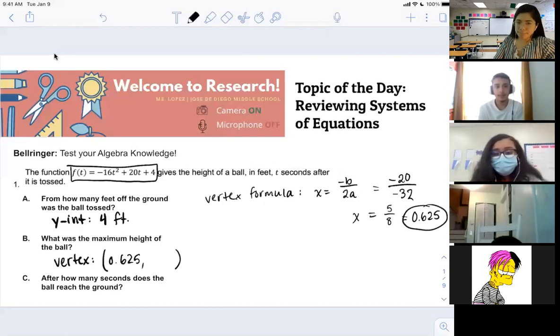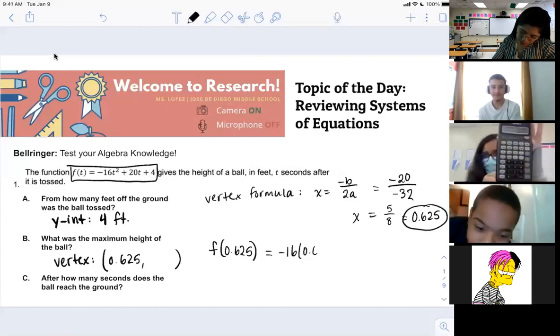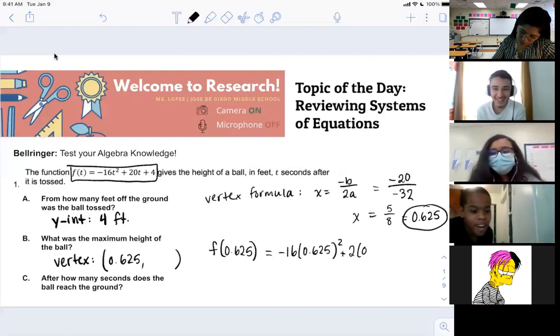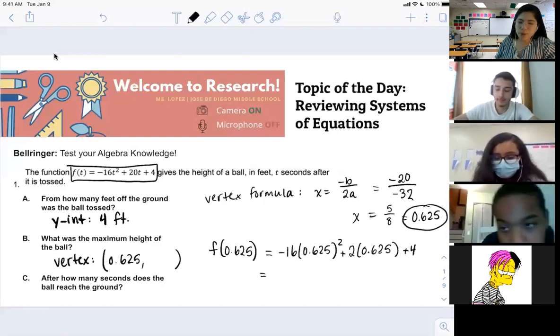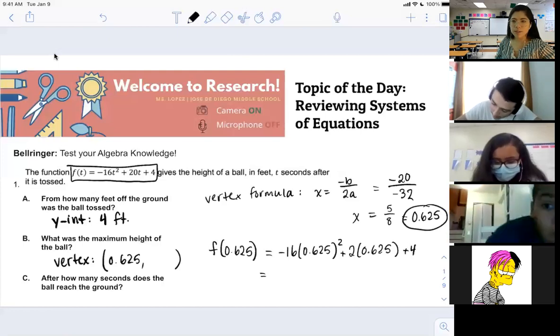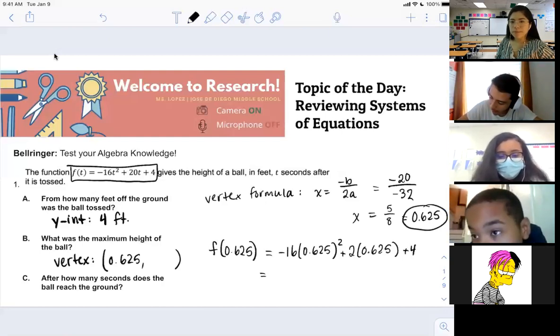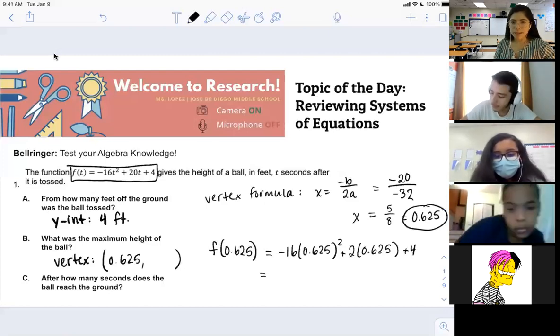Plug it back in. So f of 0.625. Calculators out. We're going to need them for this. Okay. Here we go. 0.625 to the power of 2 is 0.390625. Okay, now go ahead and multiply that by 16.